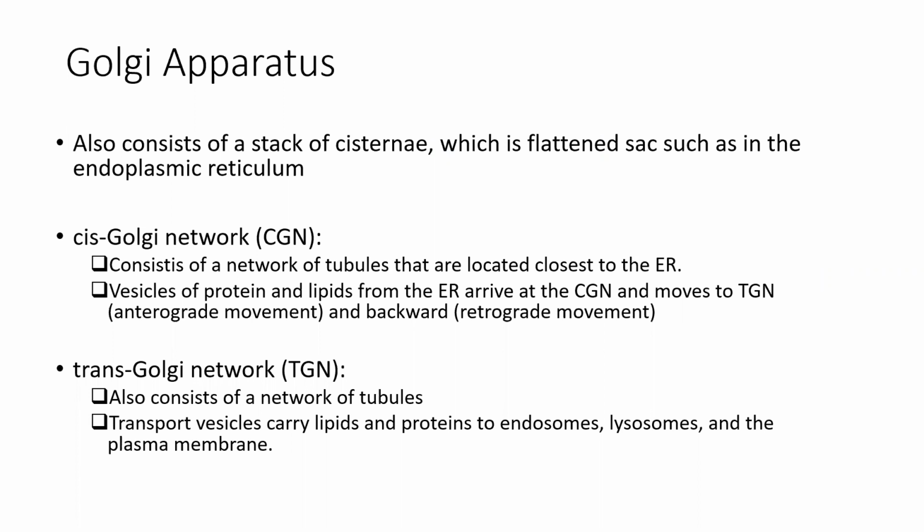The Golgi apparatus consists of a stack of cisternae, which are flattened sacs, similar to the ER. There are two phases of the cisternae. First, the cis Golgi network, which consists of a network of tubules located close to the ER. Vesicles inside the CGN contain proteins and lipids that arrive from the ER. The trans Golgi network also consists of tubules, and its function is to transport vesicles containing lipids and proteins to endosomes, lysosomes, and the plasma membrane.